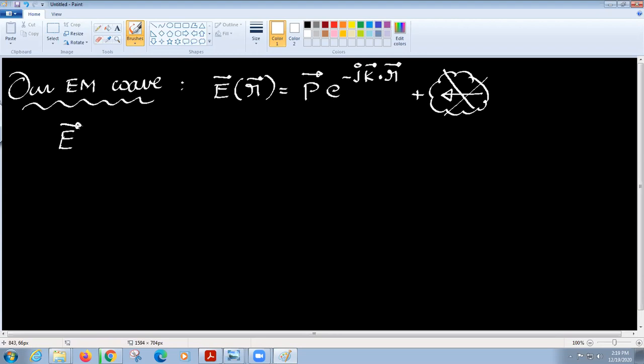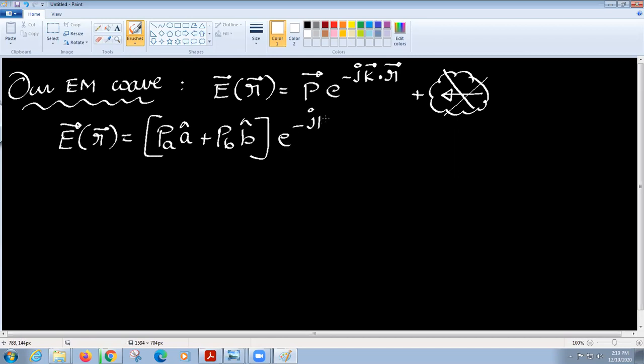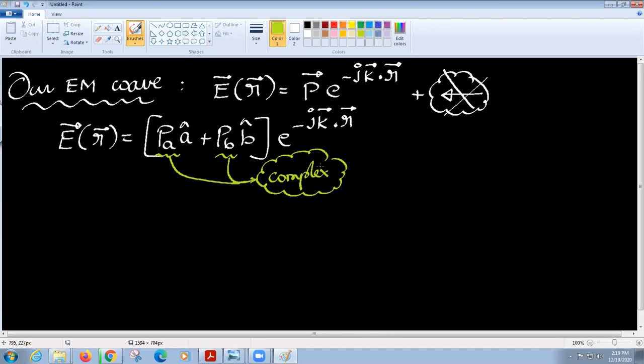So therefore we will plug that in. So now E of R is PA A roof plus PB B roof, and e power minus jk dot R. Okay. Now, this is important. Normally, these two components, PA and PB, are complex by nature. Yeah. So they are generally complex numbers.